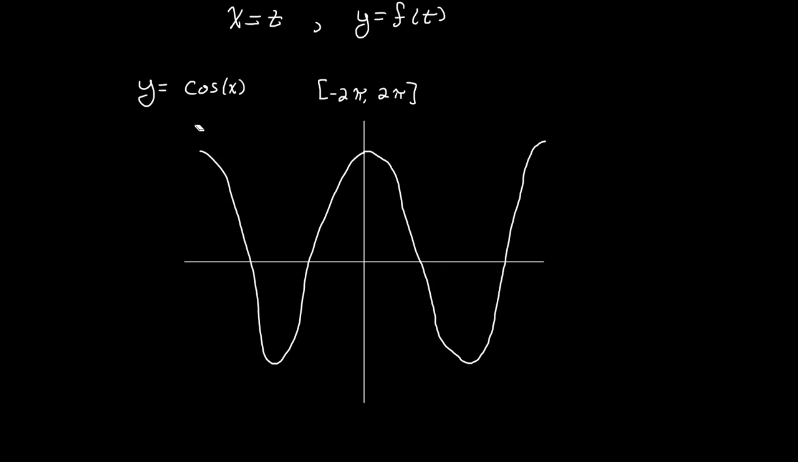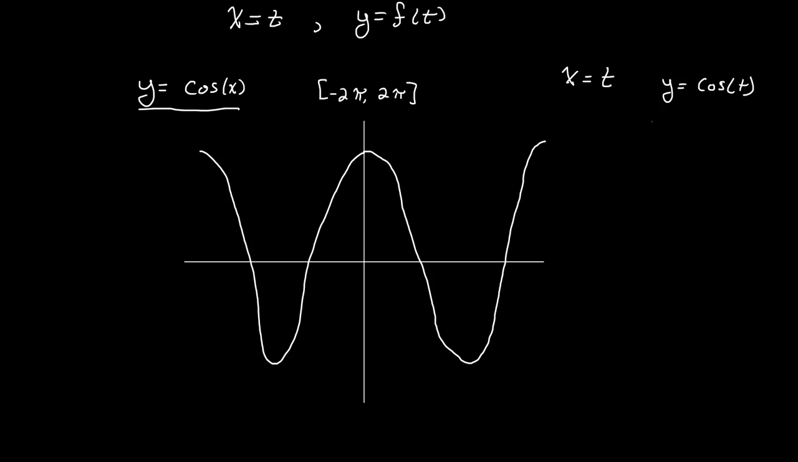So now we want to convert this. I graphed it. Let's go ahead and convert this to a parametric equation. I'm just going to let x equal t. Therefore, everywhere I see an x, I plug in a t. So y equals cosine of t.